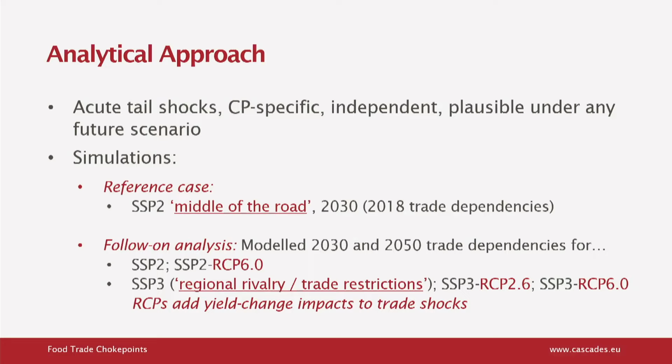In terms of the different simulations that we consider, our reference case uses SSP2. This is in terms of how the impacts cascade, not the impact at the choke point itself. SSP2 is a middle of the road scenario, and we look at that in 2030, but using current trade dependencies, different countries' reliance on imports from different countries. And then we supplement that with some more detailed analysis, which looks at both 2030 and 2050. We also build out the scenario assumptions. So SSP2 again, but also with the high climate forcing of RCP6. And then SSP3, which is a much more regional rivalry, much more trade restricted world. And again, we look at that under two different climate scenarios, both a lower impact one under RCP 2.6 and under RCP 6.0. And of course, the climate forcing obviously affects the production yields as well as the trade shocks, as Francesco mentioned in his presentation.